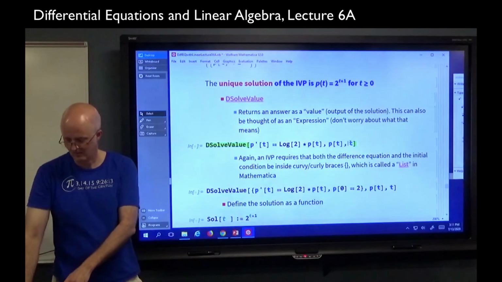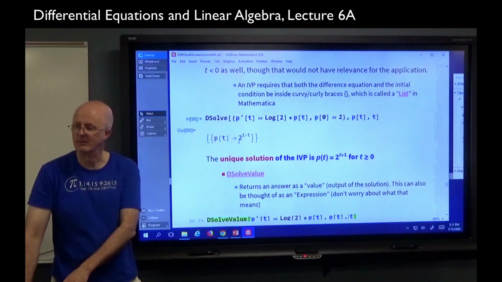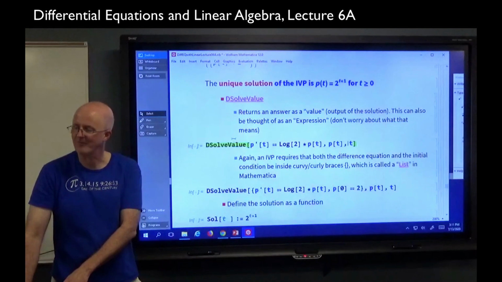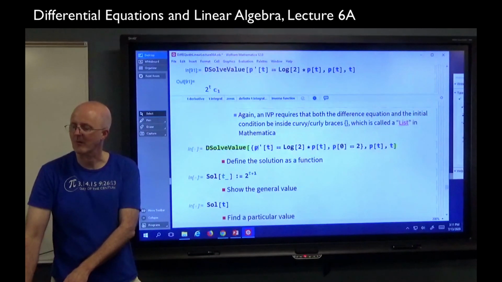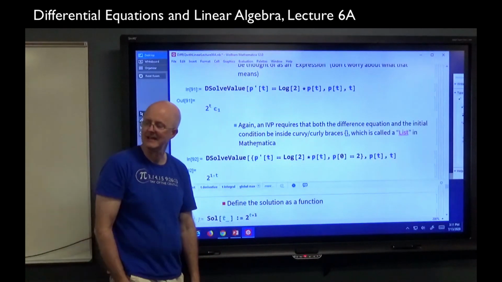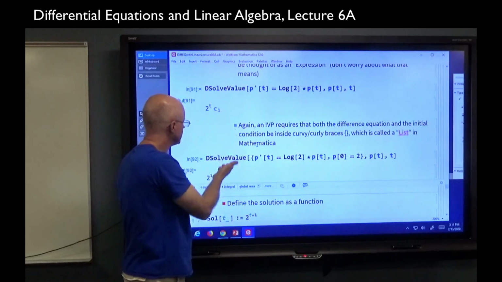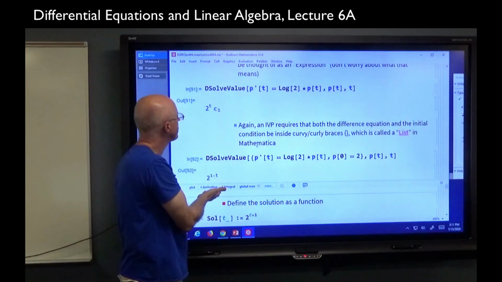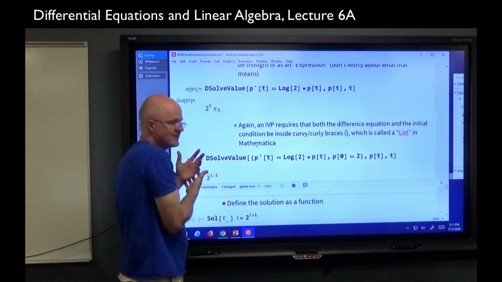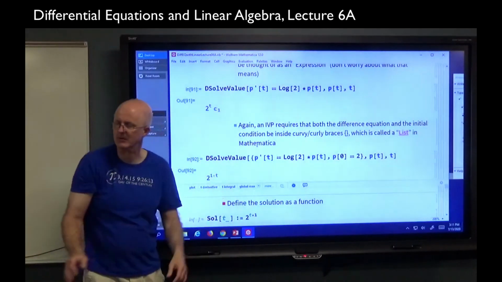DSolveValue will get rid of the curly braces, I can't stop saying curvy, and the arrow. Maybe just don't worry about whether I say curvy or curly. And solve for the general solution and the unique solution of the IVP as expressions that define the formulas. It's a simpler kind of form.